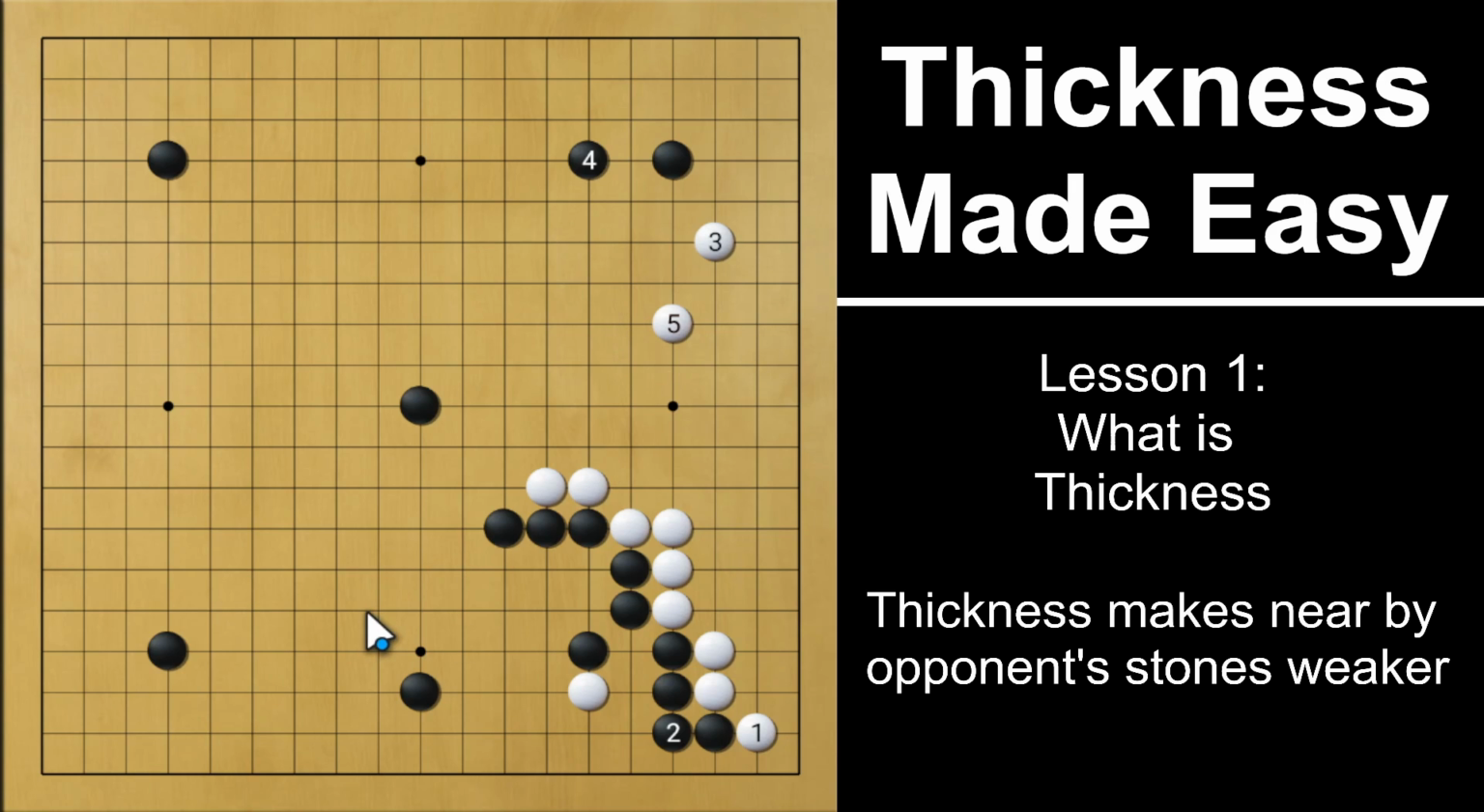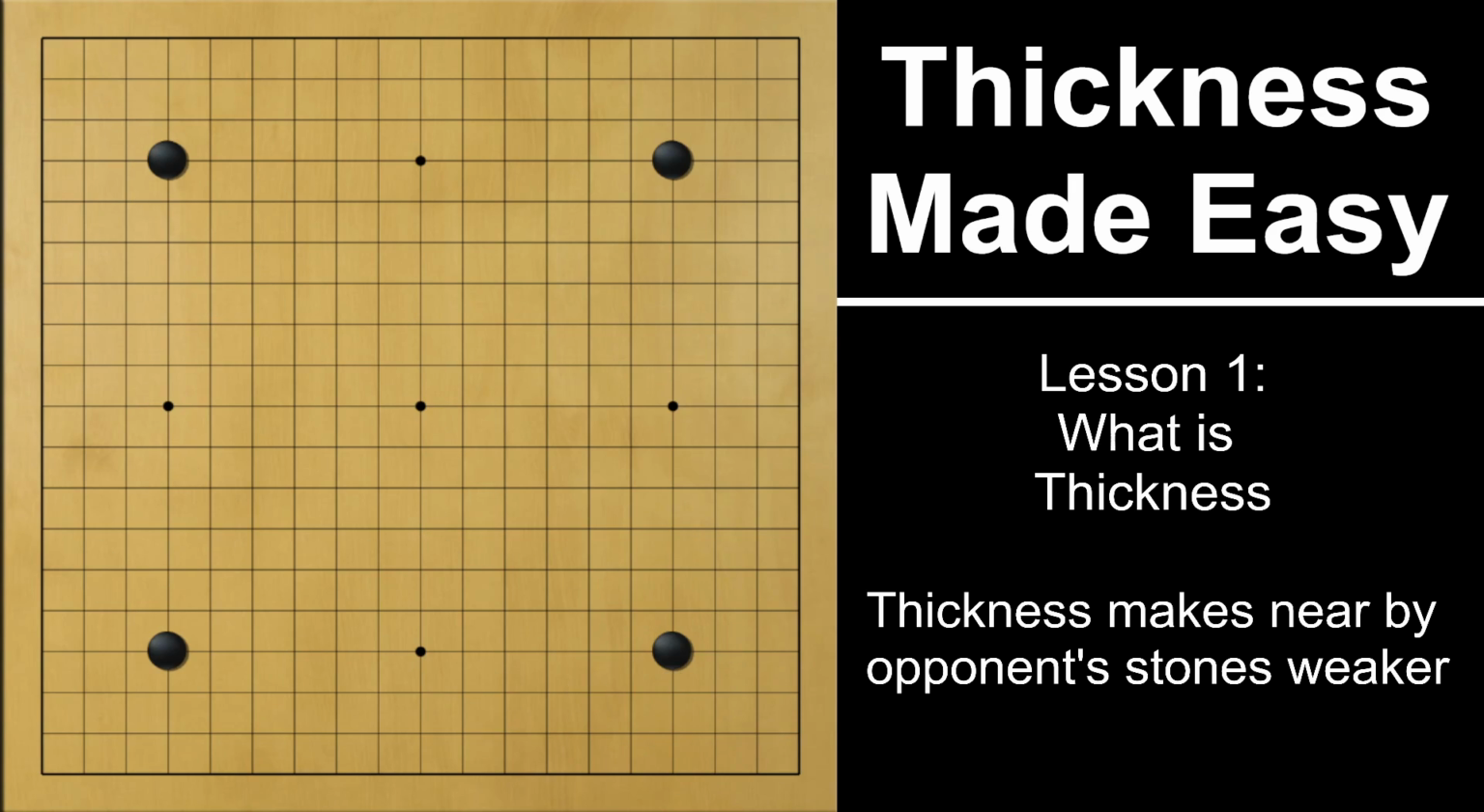If I am the black player, then I'm gonna play here. That is a very incredibly sexy move. Now we have this gigantic moyo going on. Isn't that beautiful? Now let's take a look at the 4-stone handicap game.